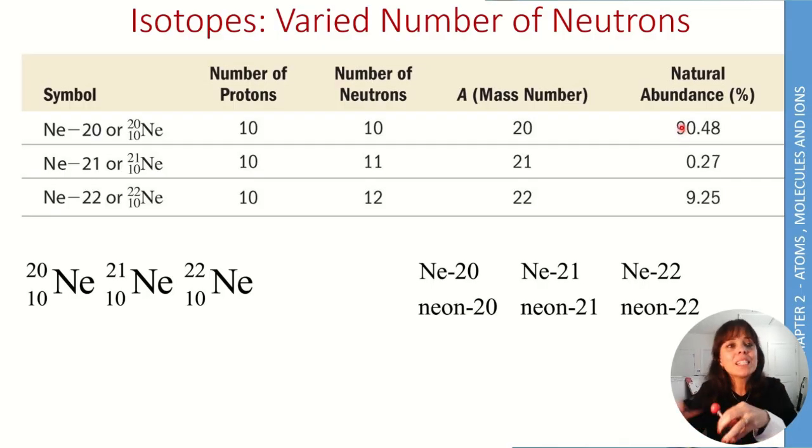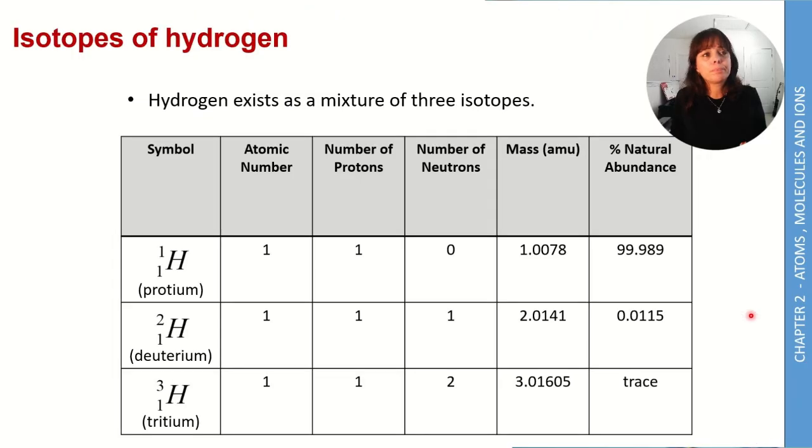So 90.48% of the neon that we're going to find in nature is neon 20. And this is why if you go to the periodic table, you're going to find the mass for neon is 20.1 something. It's not a whole number, because we also need to take into consideration the mass and the abundance of the other isotopes, and then we add them together. We're going to do this later.